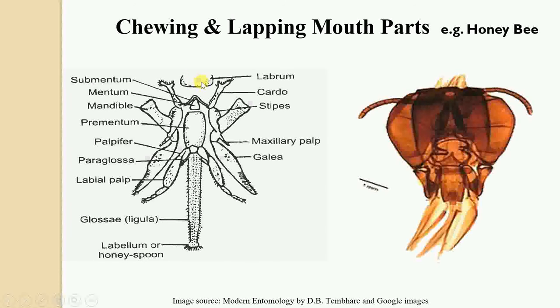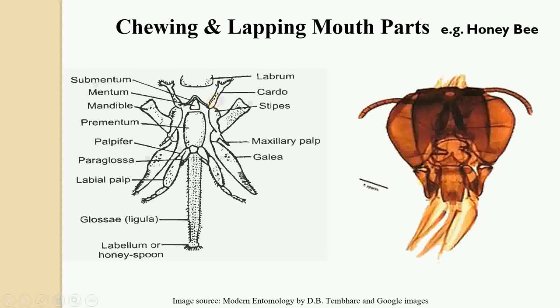The chewing part is contributed by the labrum plus mandibles, while the lapping part is contributed by the fusion of the maxillae and the labium. Both the maxillae and the labium are suspended from the cranium and are articulated to it chiefly via the basis of the maxillae only. This is the basal part of the maxillae, which is referred to as the cardo. To that cardo, this labium is going to attach, which is the basal part.